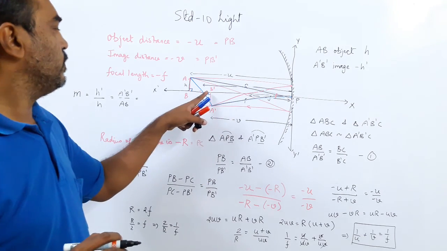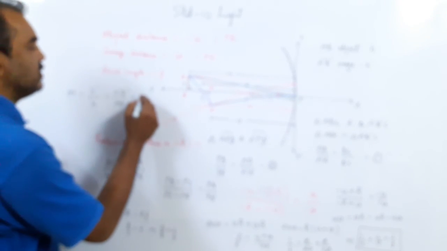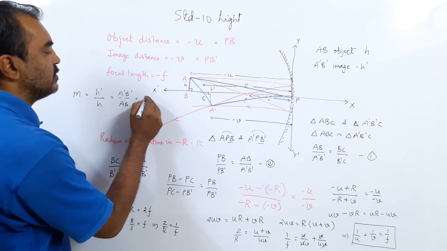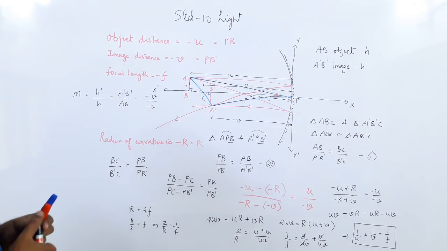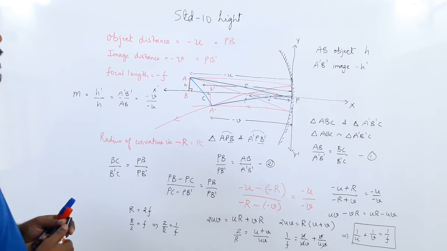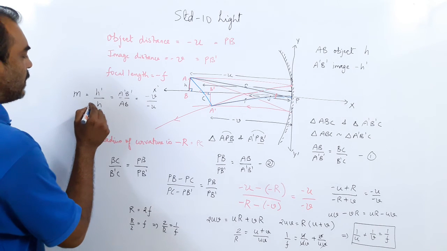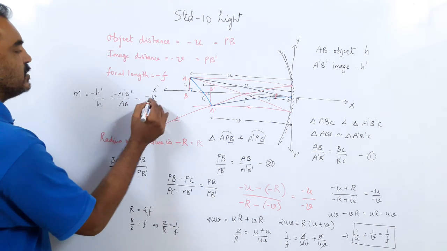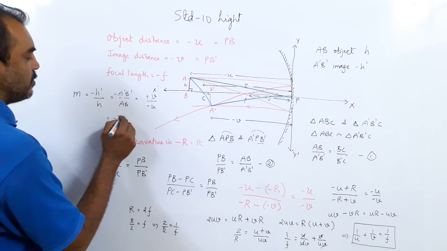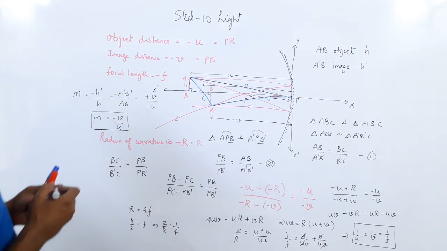So what is PB prime? PB prime is the image distance, which is minus v, and PB is the object distance, minus u. So it is minus v upon minus u. But we have got the image height as minus h, so this has to be a minus here. You write minus, this becomes plus. So we have got minus v upon u. So magnification is also given by minus v upon u.